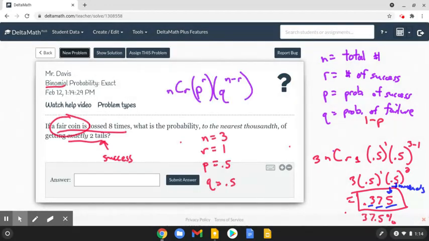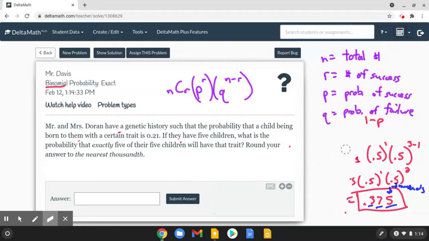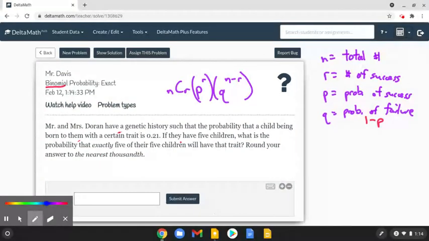Right. Let's go ahead and try this one. It's another coin one, so let's see if we can get it different. There we go. Delete the other stuff here, leave our formula up there. So this is Mr. and Mrs. Duran. They have a genetic history such that the probability of a child being born to them with a certain trait is 0.21. So maybe it's some sort of genetic trait like diabetes or something like that. They have 5 children. What is the probability that exactly 5 of their 5 children will have that trait?